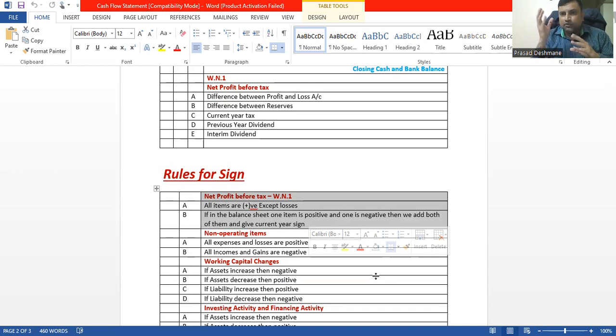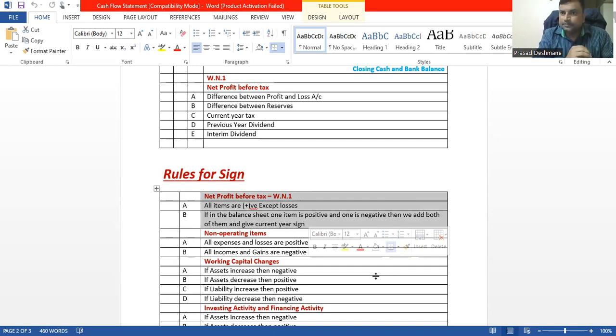I'll tell you, previous year it was 20,000 negative and current year it is 50,000 positive. So what is the exact change from the previous year to this year? It is 70,000 positive, right? Because minus becomes plus. You'll understand this while doing the sum. But just keep in mind that when we are taking the difference and both signs are different, then we add them instead of subtracting and we give the current year sign for that.